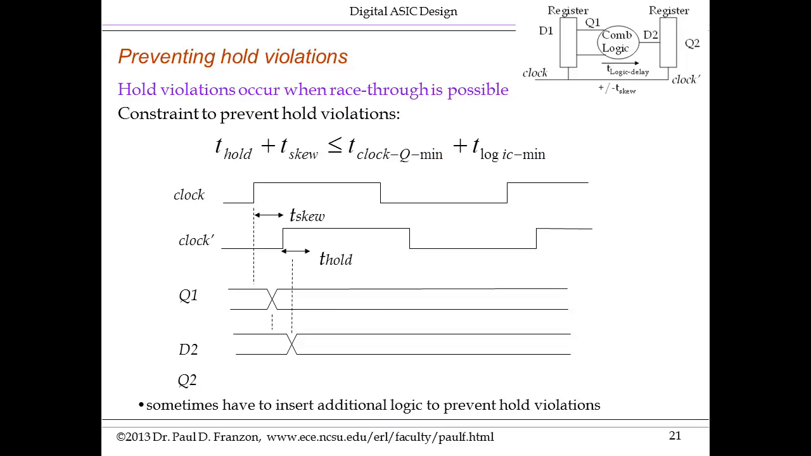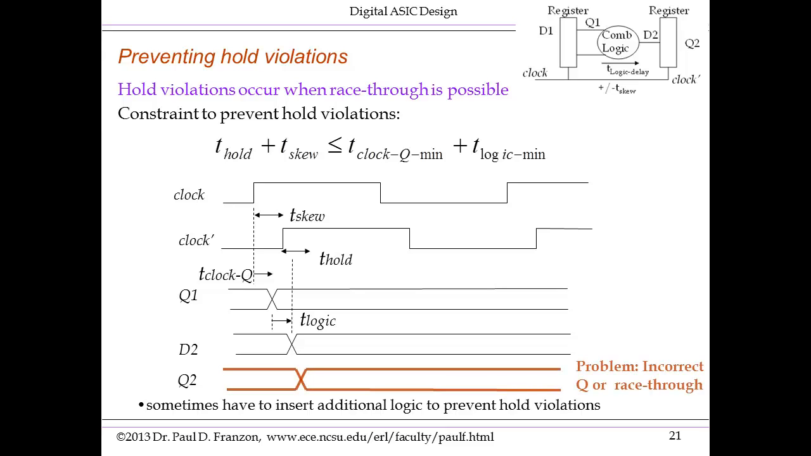So this is the left-hand side, that is, D2 must change after this point here in order to prevent a hold violation. Let's look at the right-hand side. T clock to Q min is how soon after clock Q1 changes under the fastest possible conditions. T logic min is the shortest logic path under the fastest conditions leading to a change in D2. Does the example drawn here satisfy the equation above? No, it does not. We have an incorrect operation.